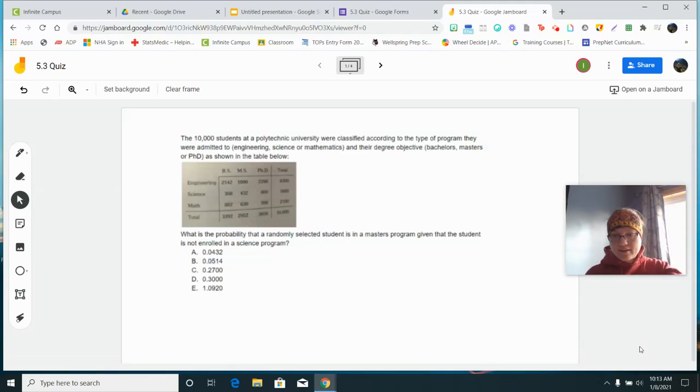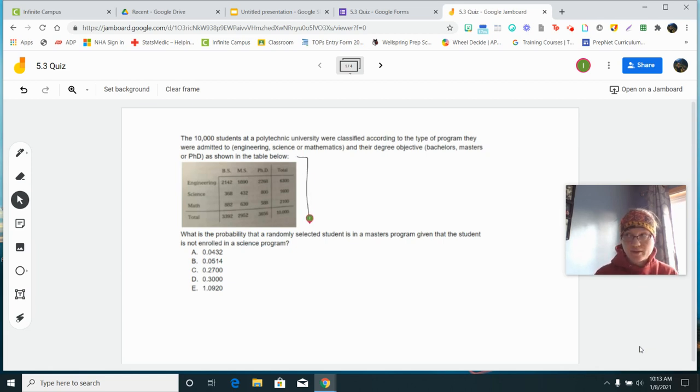Right, let's take a peek at the quiz. Okay, so 10,000 students at a Polytechnic University were surveyed here, and we have a two-way table with all of our totals in the table. So what's the probability that a randomly selected student is in a master's program given that the student is not enrolled in the science program?